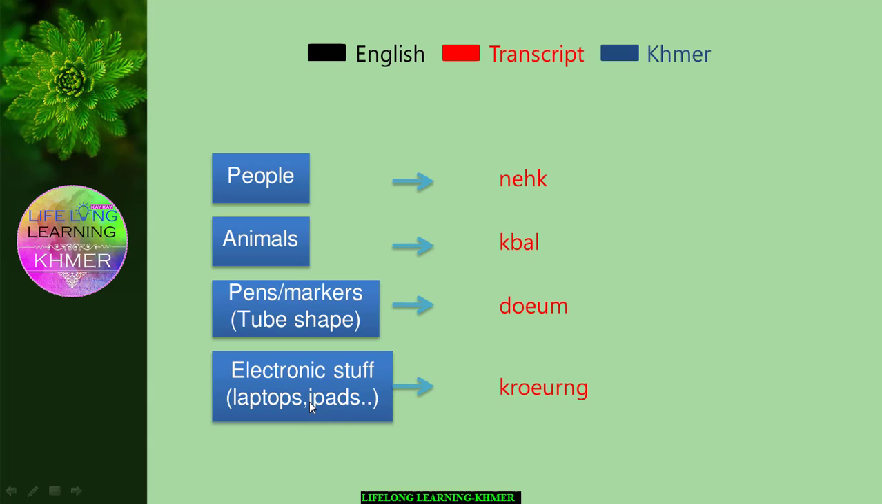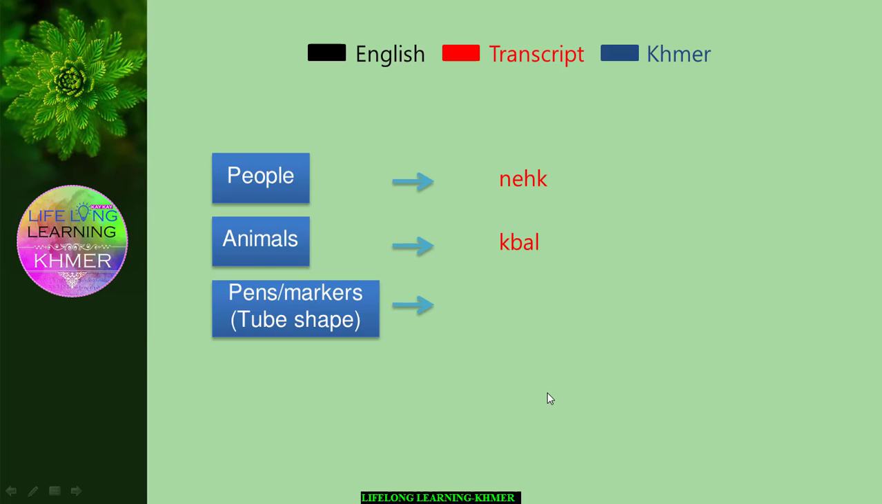Electronic stuff, like laptops or TV, something like that, we use គ្រឿង. For example, a TV, ទូរទស្សន៍មួយគ្រឿង. Let me read these words for you again. អ្នក ក្បាល ដើម គ្រឿង.